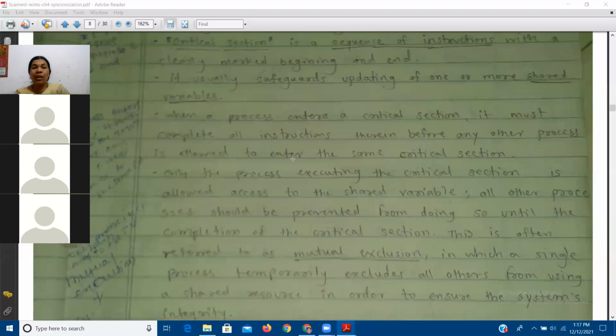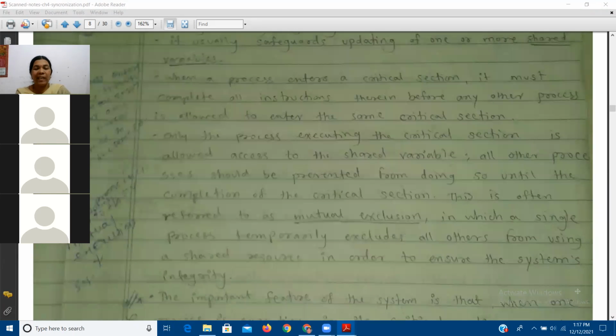So this is called mutual understanding. If they are doing mutual exclusion, that is where they are trying to mutually understand each other, then only it is possible to share the critical section. So it is referred to as mutual exclusion, in which a single process temporarily excludes all other processes from using a shared resource in order to ensure the system's integrity.